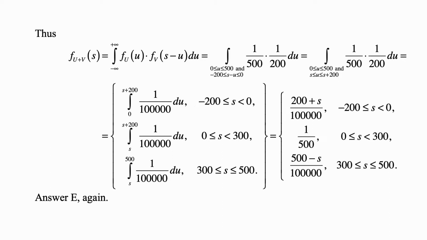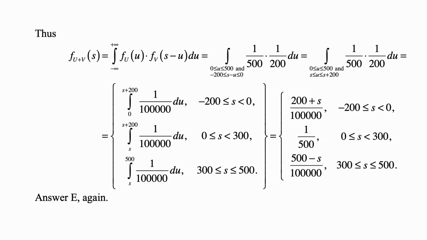When s is less than negative 200, then s plus 200 is less than 0, so there is no intersection of the two. So the intersection starts when s is at least negative 200. And then when s is between negative 200 and 0, this intersection is from 0 to s plus 200. We're taking the integral over the interval from 0 to s plus 200 of 1 over 100,000 du. And of course the answer then is 200 plus s over 100,000. That's for s between negative 200 and 0.